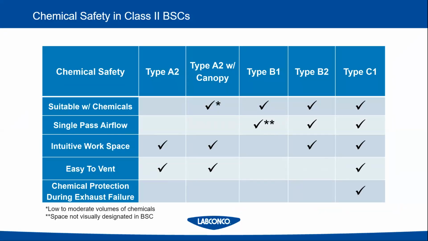And here's a chart you can look at that would give you an idea of the ideal usage and chemical safety for the different types of biosafety cabinets. And you can see that the type C1, all the way on the right, literally checks all the boxes for biosafety cabinet operation.